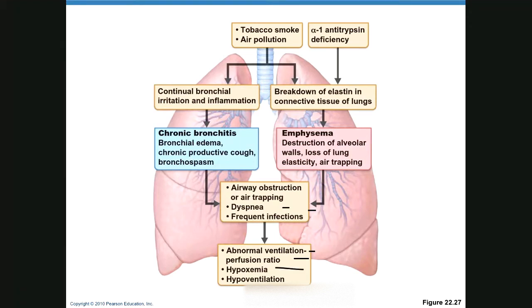Hypoxemia, hypoventilation. On this side, continual bronchial irritation and inflammation, bronchial edema, productive cough, bronchospasm, and go right back down here: air trapping, dyspnea, that means difficult breathing, frequent infections.